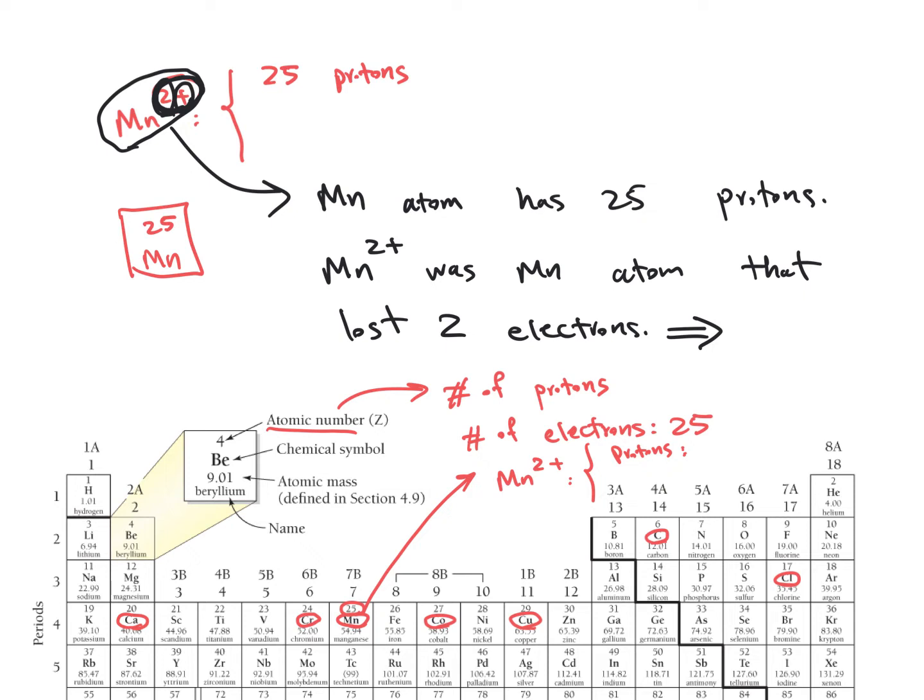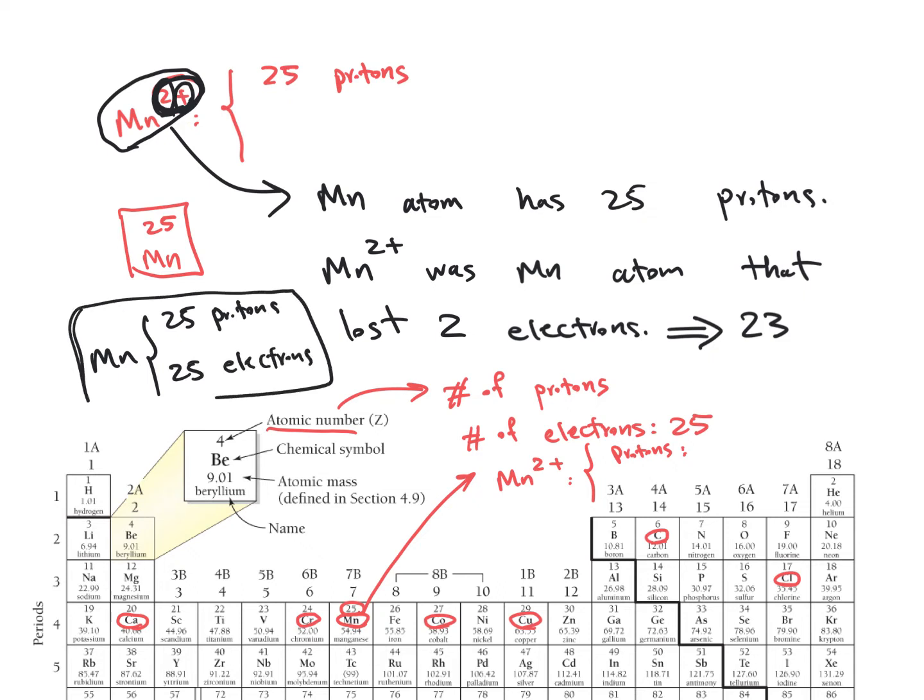Now, can you tell me how many electrons Mn2+ has? 23, right? Because Mn itself had 25 protons, 25 electrons, and now it has lost 2 electrons. So still it has 25 protons. Again, the number of protons doesn't change, and it has lost 2 electrons. So now it has 23 electrons. Is that clear? Any questions?